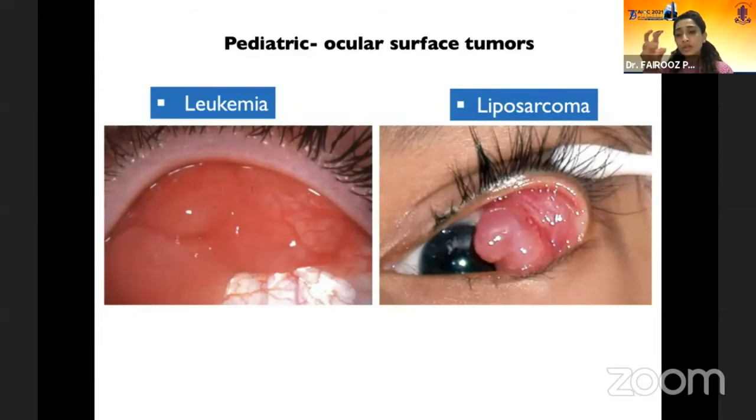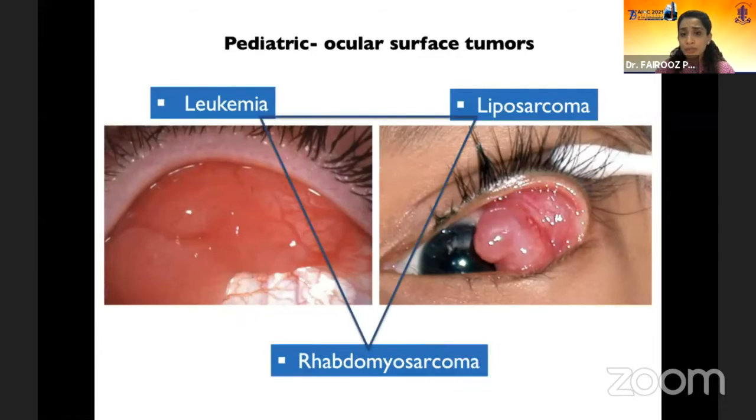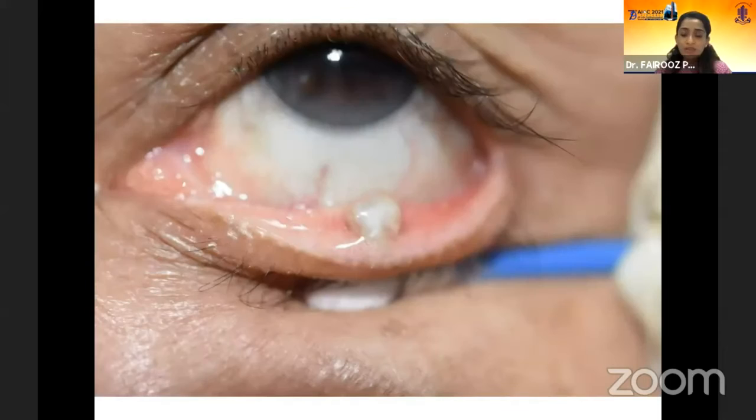Whenever you see these reddish lesions in pediatric patients, although malignancy in pediatric ocular surface tumors is quite rare, keep in mind leukemia and liposarcoma, which is quite rare, can happen in the pediatric age group with this reddish appearing lesion in the conjunctiva, and not to miss rhabdomyosarcoma. Although it's a very common malignancy in the orbit, it can have a conjunctival component as well.